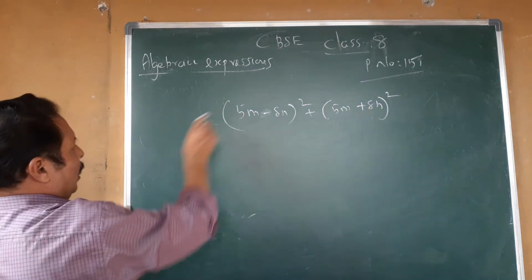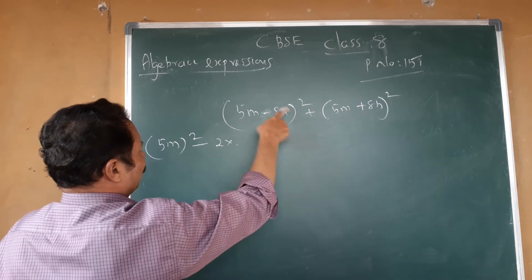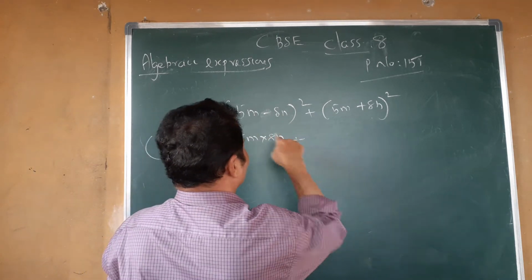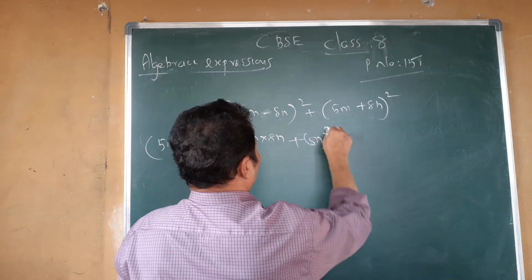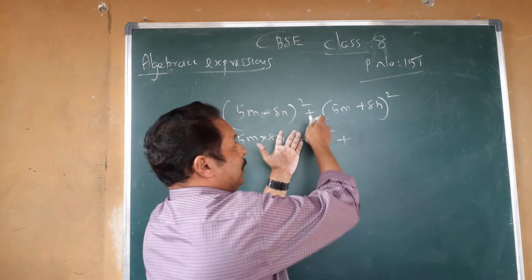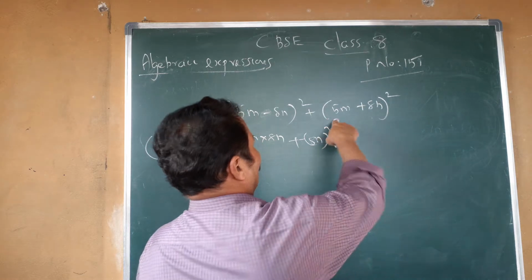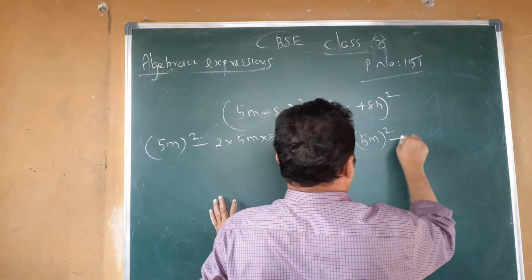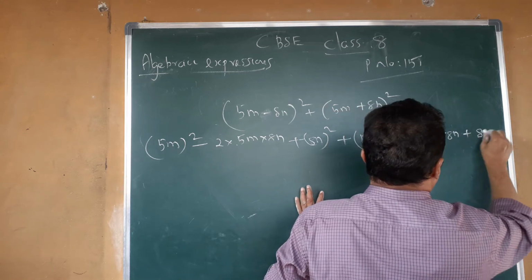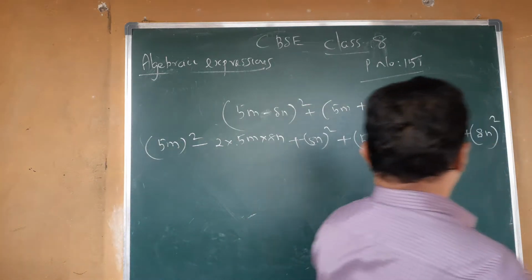Look very carefully. That is (5m) whole square minus 2 into first term into second term, 2 into this term and that term, plus square of this is (8n) whole square. Is it clear? Plus. Here it is not negative, it is plus. If it is negative, a bracket is needed. Here this term is (5m) whole square plus 2 into 5m into 8n plus (8n) whole square. Is it clear? One of them is a minus whole square, the other is a plus whole square.